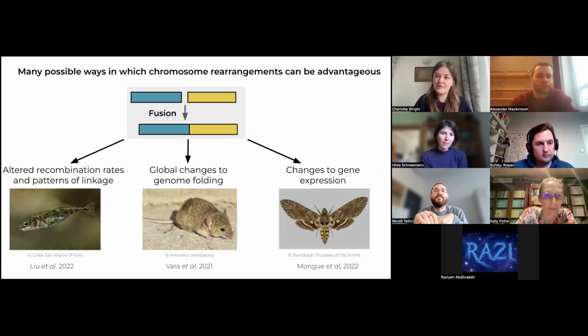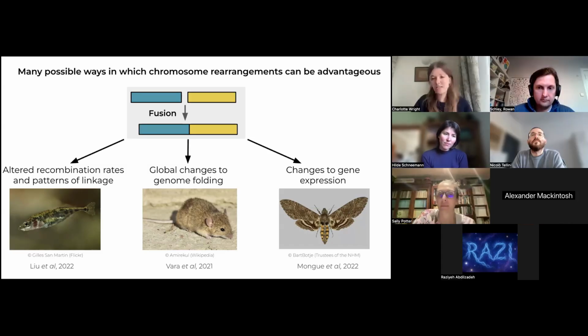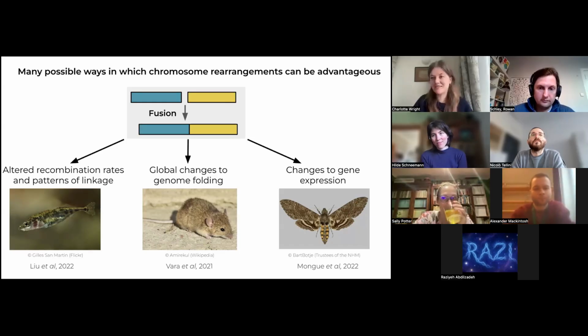And so this can be a powerful way that local adaptation can act, for example, in the threespine stickleback. But also these large changes can have an impact on the way that the genome is folded and changes in the chromatin conformation. And it can also impact how different genes are expressed. The simplest case to think about this is in the case of a sex-autosome fusion, which can have a widespread impact on gene expression.